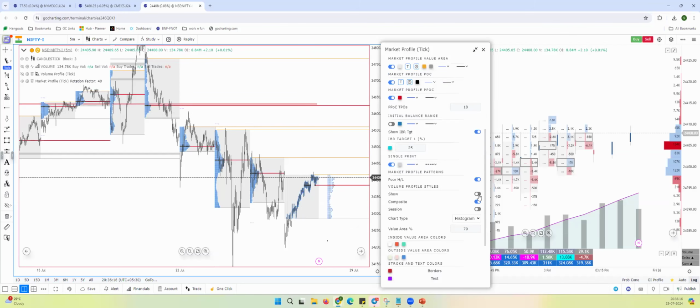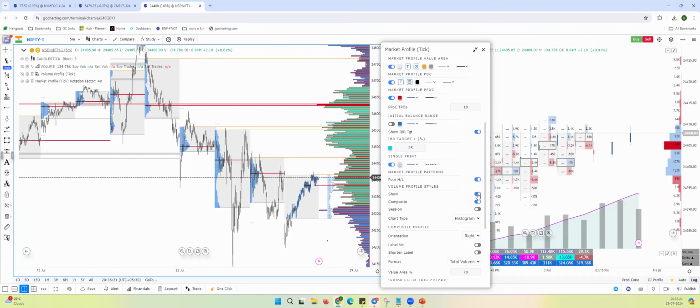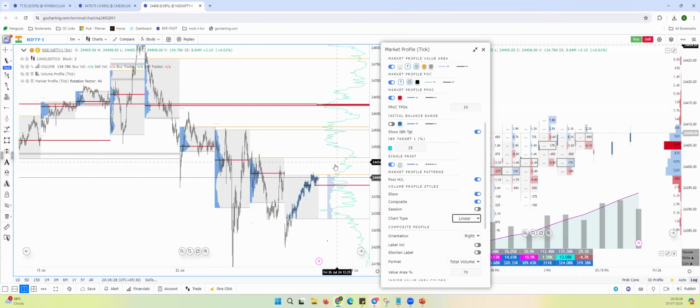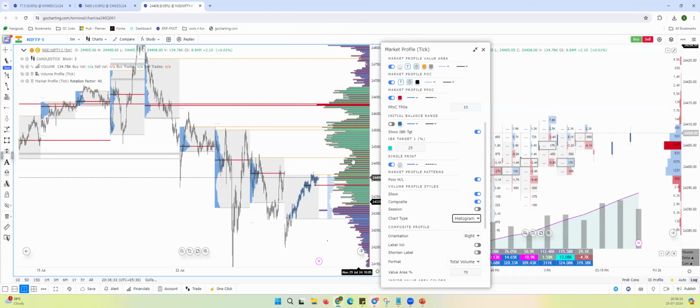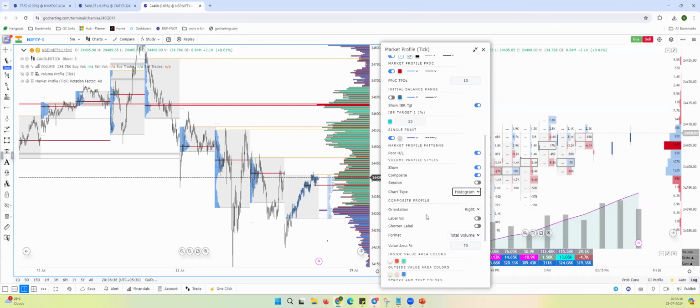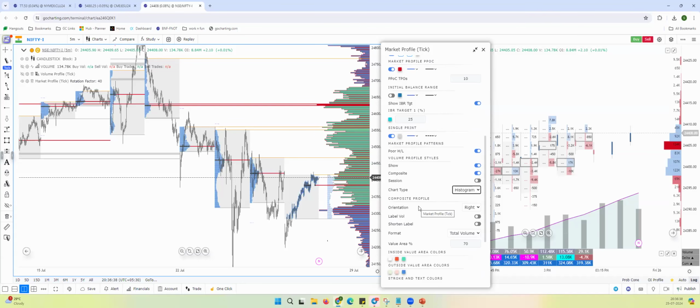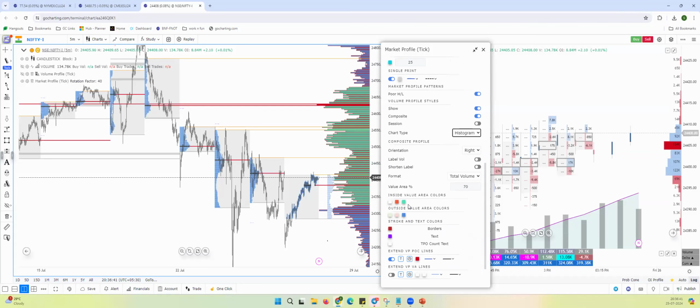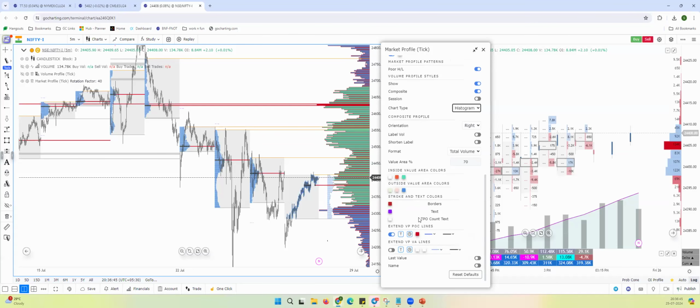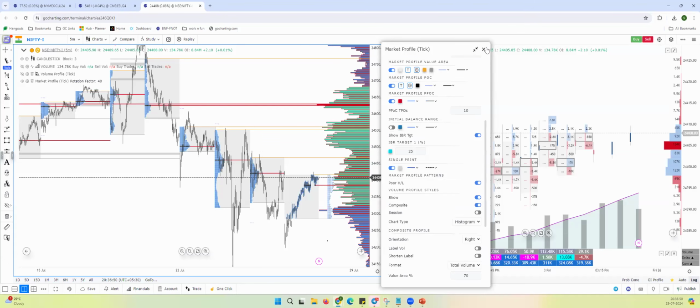Okay, if you want to see the composite, you can show the composite on the right side. Because of the color settings, I think I'm not able to completely see it, but here is the composite. You can change the color of that. You can choose the type of how you want to see it, linear, step, etc. Normally, linear histogram is the most common. Then you can do the color selections here, inside and outside value area, those sort of things. Okay, and what else? I think these are the typical settings of the volume profile and market profile chart.